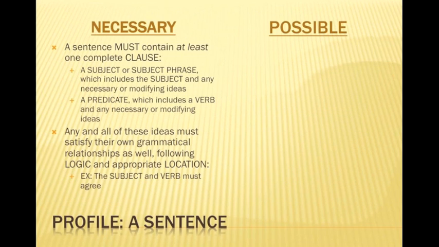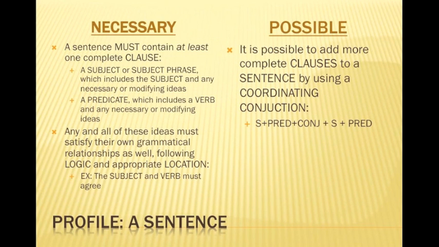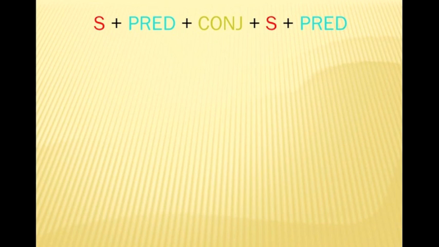So let's demonstrate here again by talking about what's possible now. So it is possible to add more complete clauses by using a coordinating conjunction. And notice I've used a kind of mathematical approach here. We have a subject plus a predicate, plus a conjunction, plus another subject, plus another predicate. So let's demonstrate for a moment by substituting some different ideas. And I've color-coded each one to highlight which is the subject, which is the predicate, and of course which is the conjunction, the coordinating conjunction here.